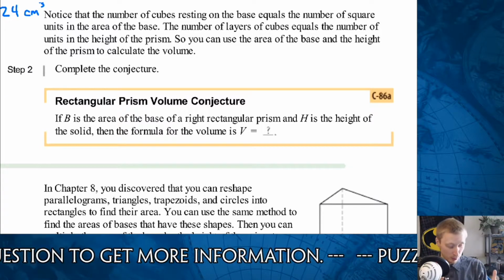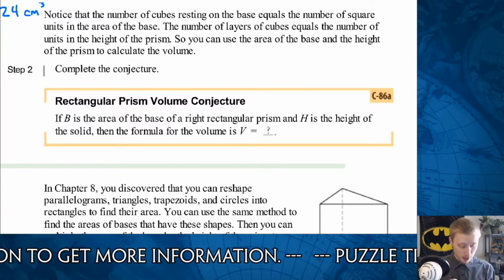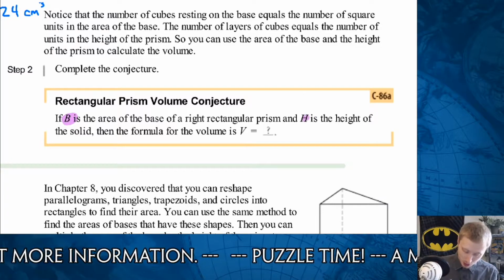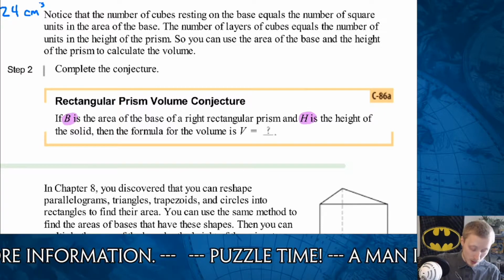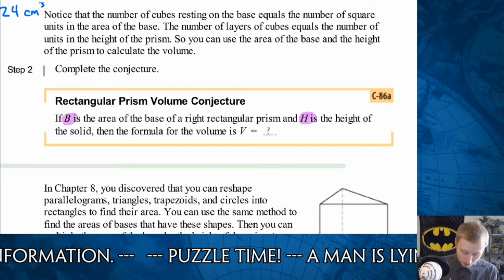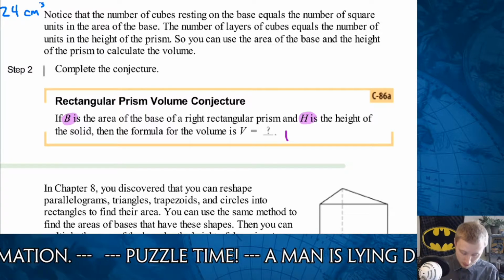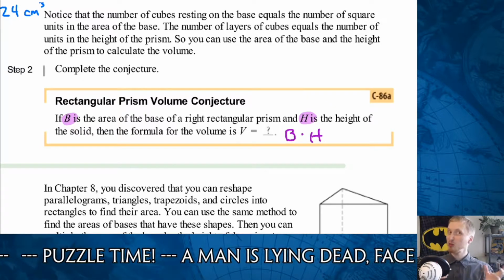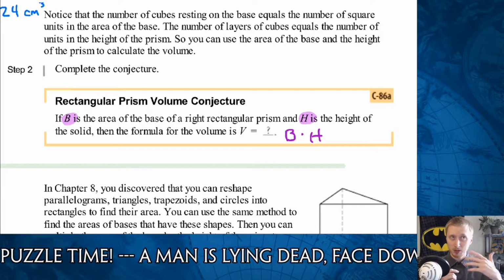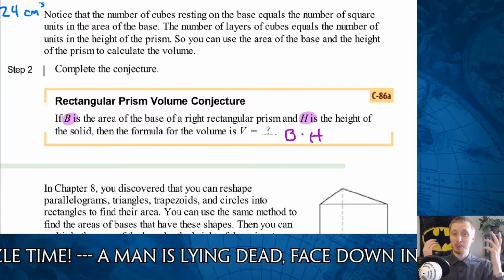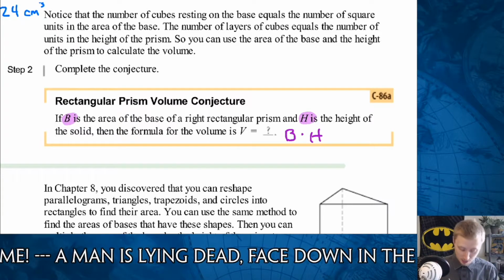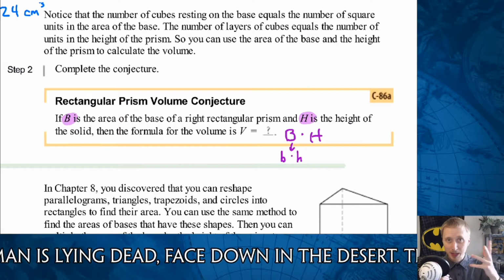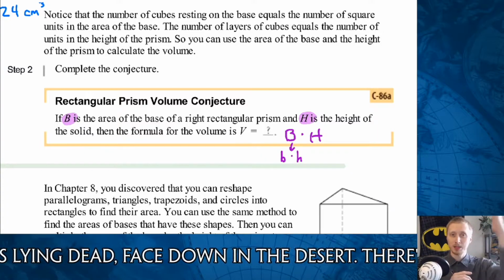So for the rectangular prism volume conjecture, if B is the area of the base and H is the height, the volume is going to be, that's right, base, capital B, times the height. So really we've said the same thing as we did for two-dimensional rectangles, except now when we say base, we mean an area already. So this is already a little b times a little h. Keep that in mind. Area of the base.